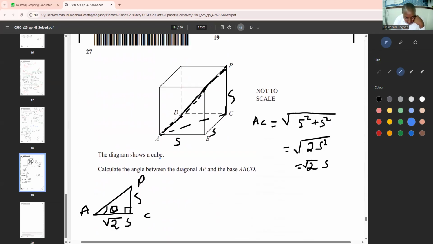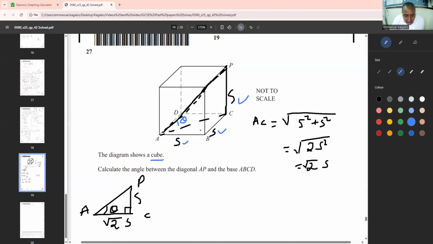The diagram shows a cube. The question is to calculate the angle between the diagonal AP and the base. That's what I've done. They are talking about this angle. Unfortunately, or fortunately, depending on the person's analysis, they didn't give us the side length. So when I was doing the question, I preferred to go with S. What I know is it's a cube, so all the sides are going to be equal, right?